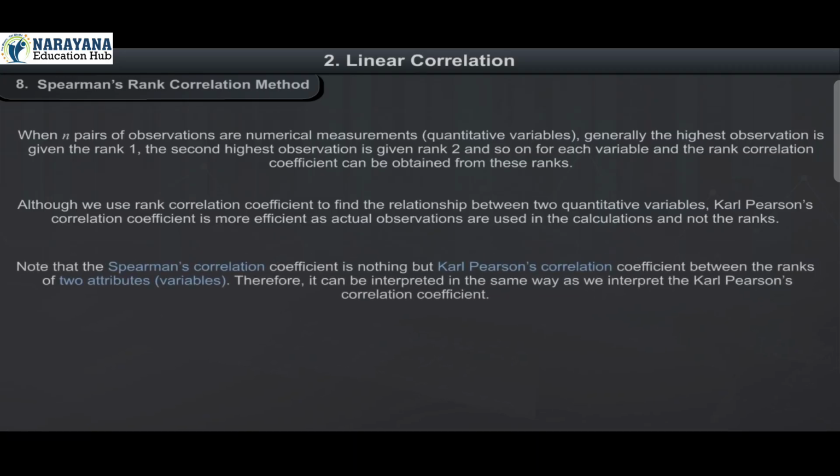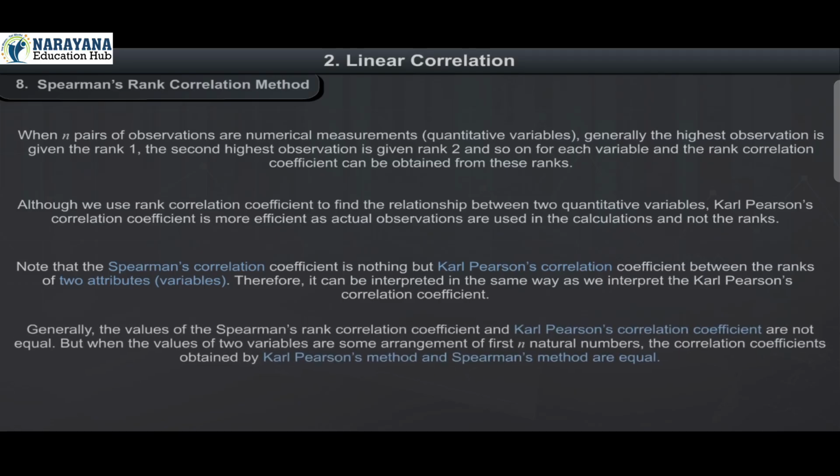Note that Spearman's correlation coefficient is nothing but Karl Pearson's correlation coefficient between the ranks of two attributes, that is, variables. Therefore, it can be interpreted in the same way as we interpret Karl Pearson's correlation coefficient. Generally, the values of Spearman's rank correlation coefficient and Karl Pearson's correlation coefficient are not equal. But when the values of two variables are some arrangement of the first n natural numbers, the correlation coefficients obtained by Karl Pearson's method and Spearman's method are equal.